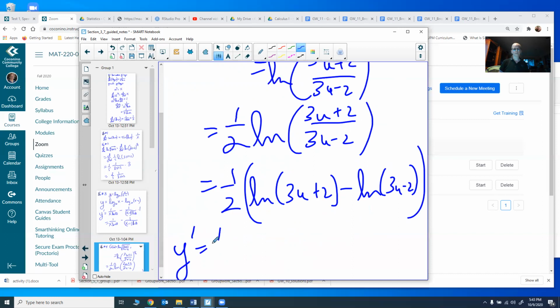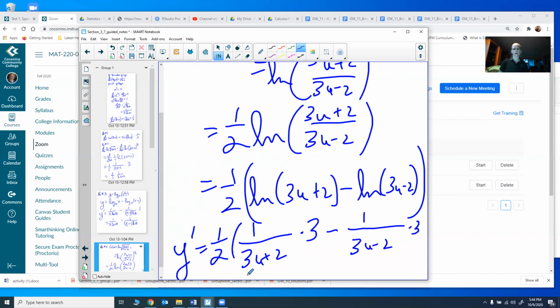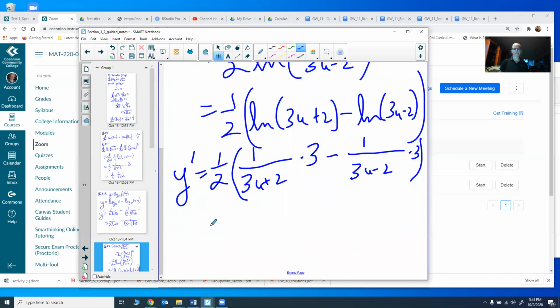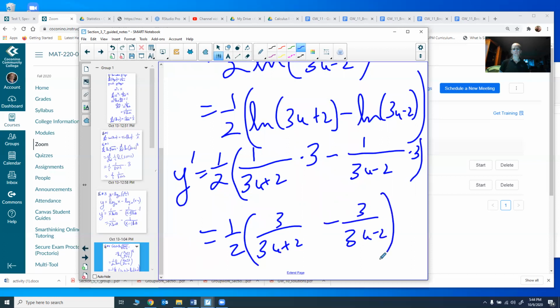So we're taking the derivative. The derivative of the natural log of whatever is 1 over the whatever, times the derivative of the whatever. The derivative of 3u plus 2 is 3. Minus, again, we have the natural log of 3u minus 2, so that's 1 over the whatever, 3u minus 2, times the derivative of the whatever. Remember, the whole thing is times 1/2, so put parentheses around the whole thing. And to simplify a little bit, we have 1/2 times 3 over 3u plus 2 minus 3 over 3u minus 2. And that was a little bit easier than trying to do it the long way.